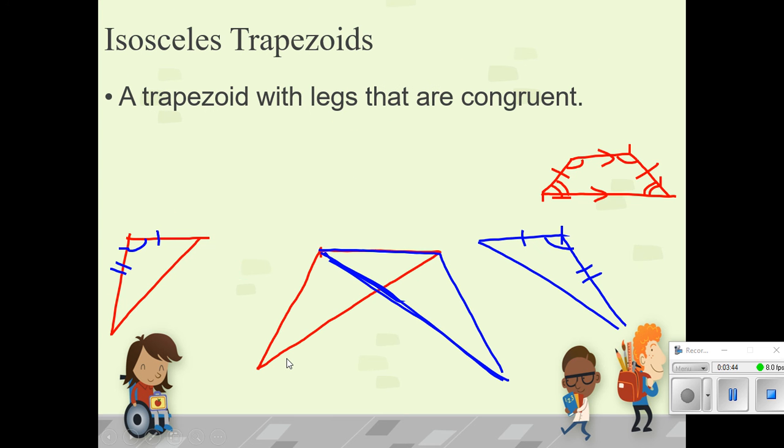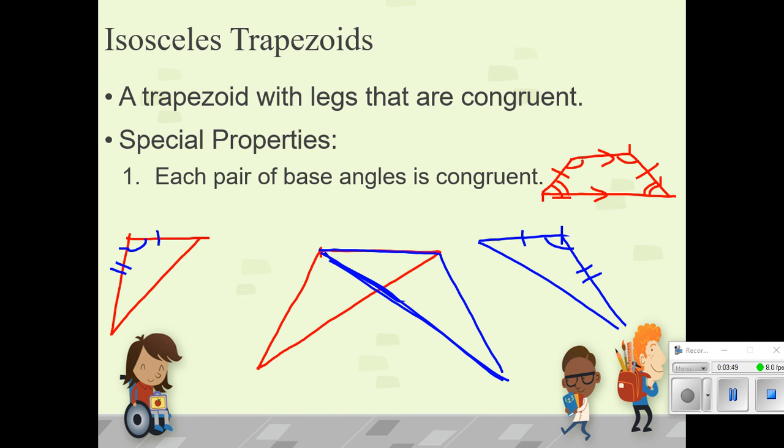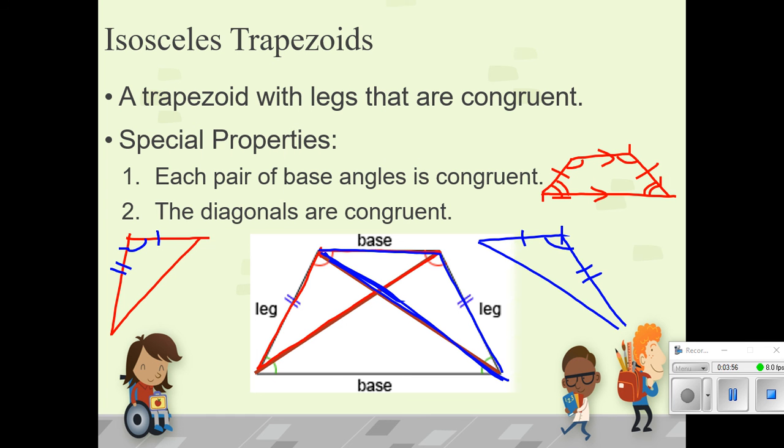Isosceles trapezoid: a trapezoid with legs that are congruent. Special properties: 1. Each pair of base angles is congruent. 2. The diagonals are congruent. So here you have a base and a base, a leg and a leg. When you have an isosceles trapezoid, that means the legs are congruent, the base angles are congruent, and these diagonals are also congruent. We call that an isosceles trapezoid.